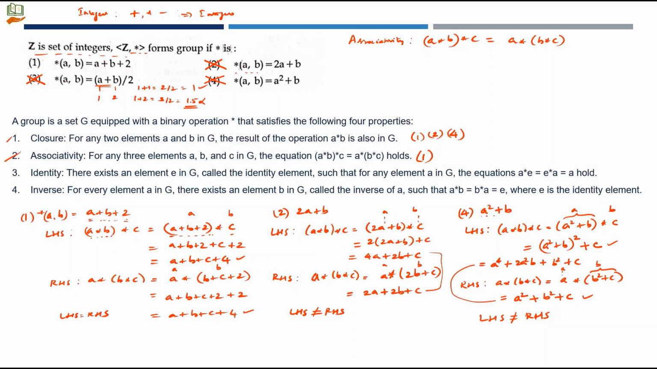Since only one option is crossing both the properties, without checking 3 and 4, we can say option 1 will be the right answer. In case all the 4 expressions hold closure and associativity, then you have to go for identity checking, then you have to go for inverse checking.